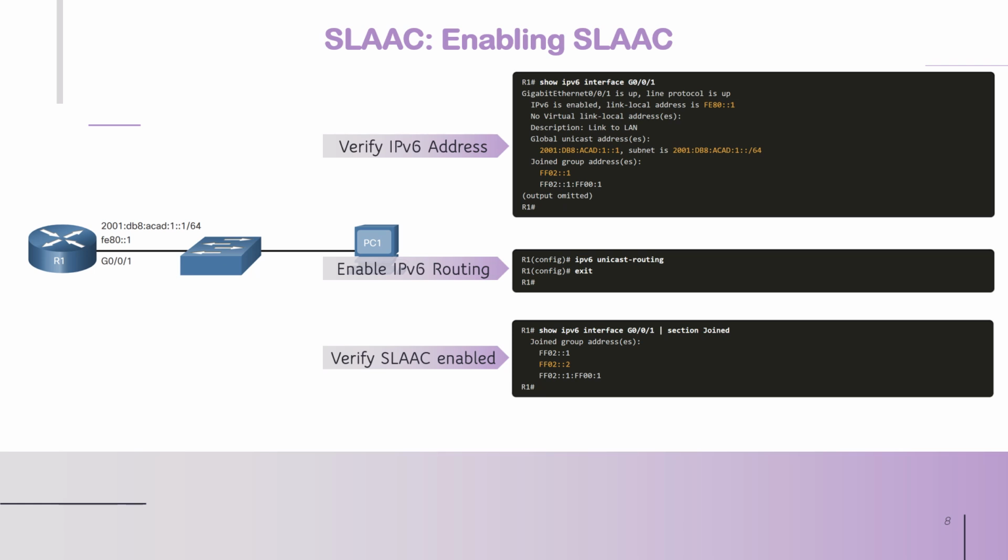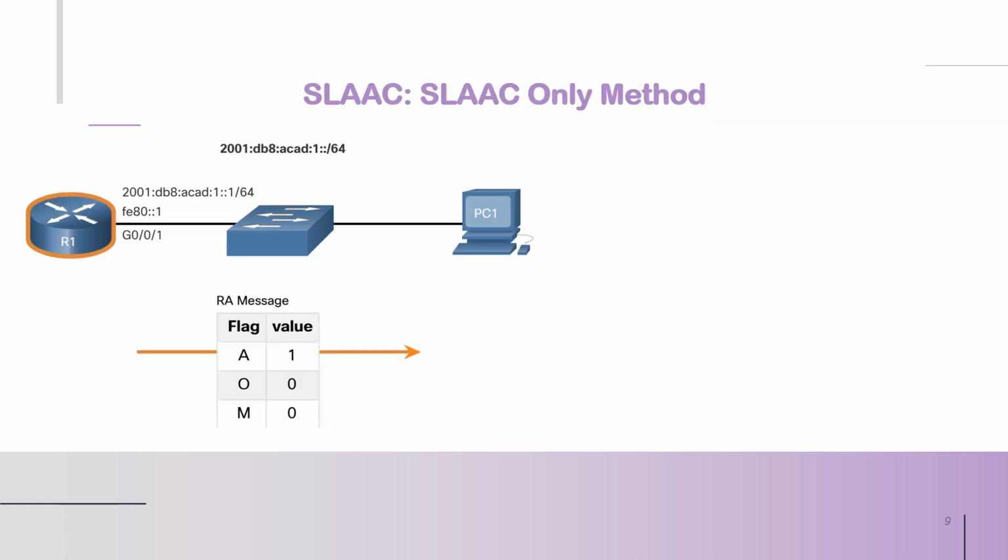So let's go and see the stateless auto configuration only method, the first method, where the flag A is 1. The stateless address auto configuration only method is enabled by default when we use the ipv6 unicast-routing command. All enabled Ethernet interfaces with an IPv6 global unicast address configured will start sending router advertisement messages with the flag A set to 1, as it is shown here, and the flags O and M set to 0.